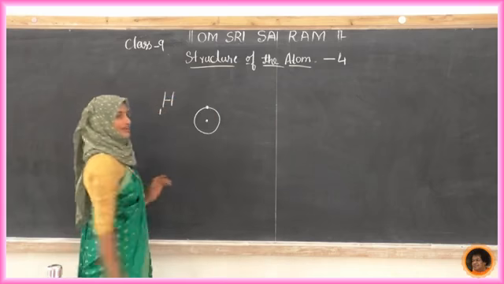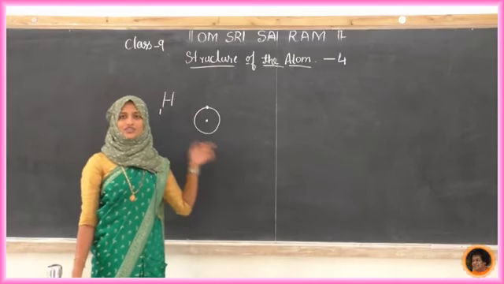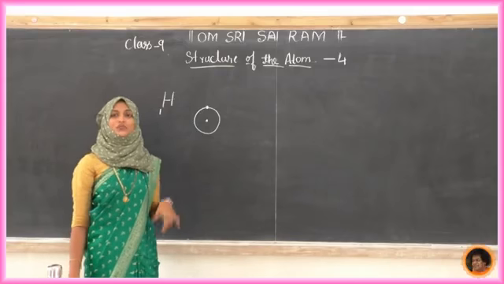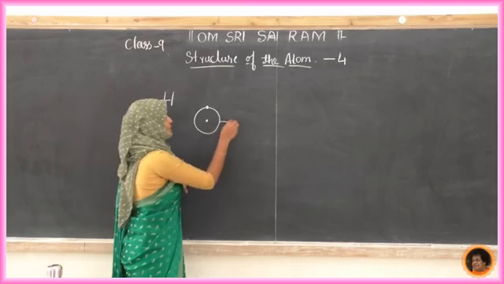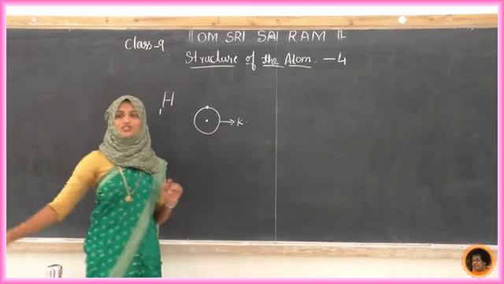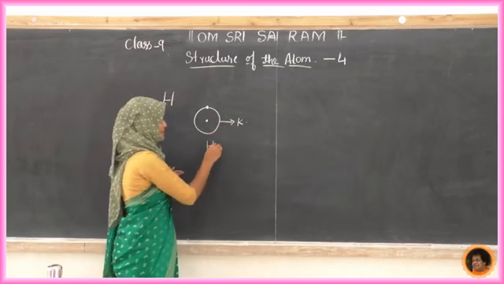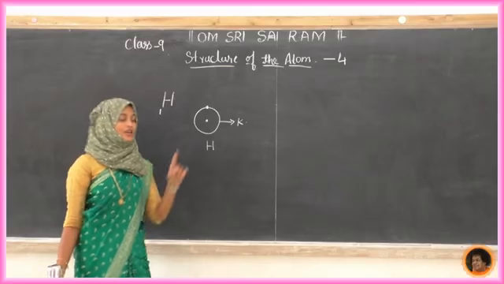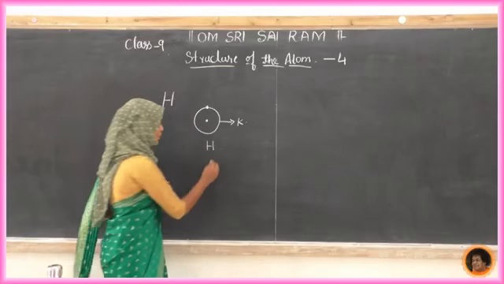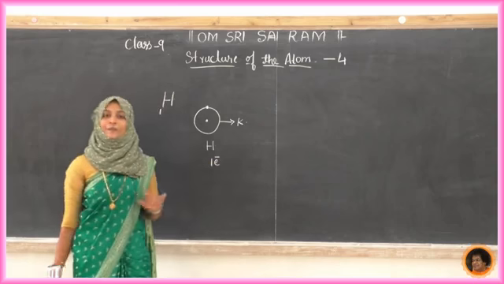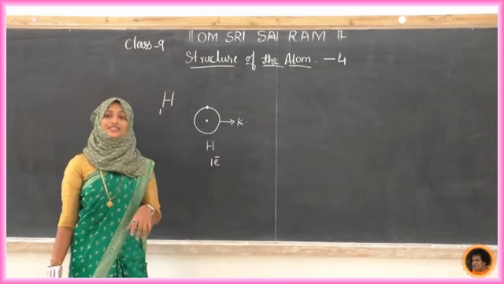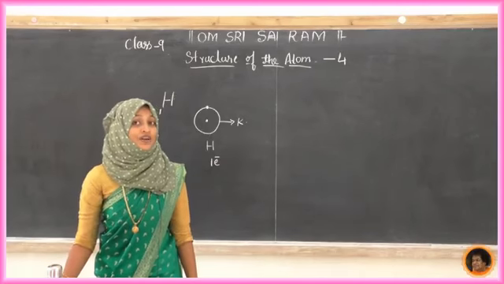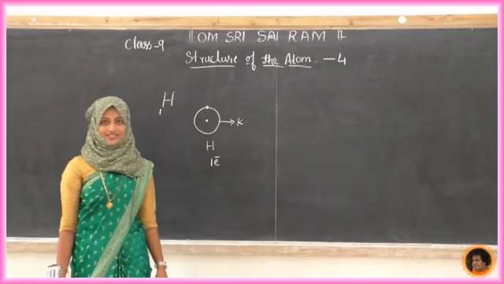So where is the electron? The electron is revolving in an energy level or shell. Now tell me, students, which shell is present here? Only the K shell is present in the hydrogen structure. This is the atomic structure of hydrogen. Only one shell is present. Now tell me, what is the number of electrons present in the K shell? That is 1 electron. What is the electron holding capacity of the K shell? That is 2. We studied that in the last class.